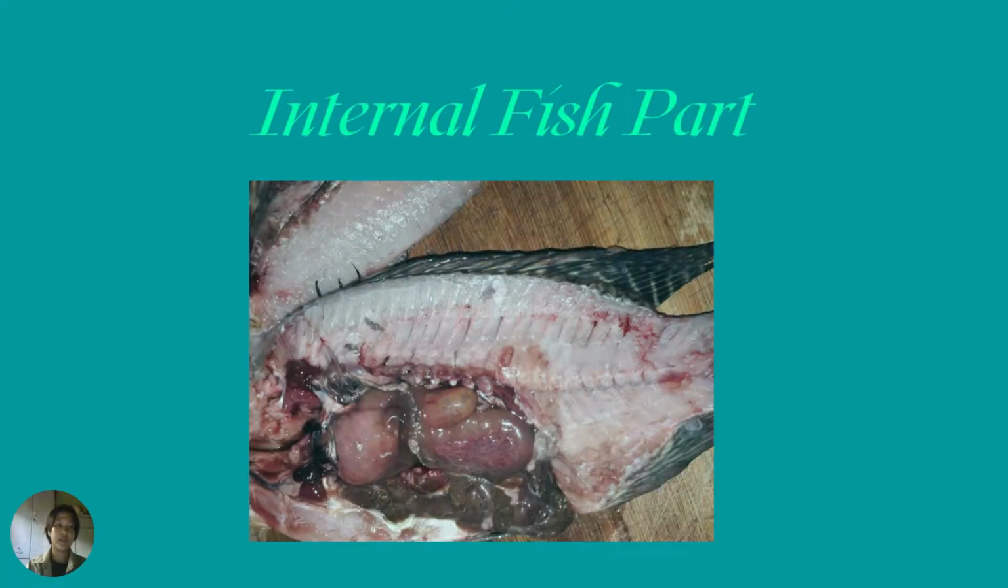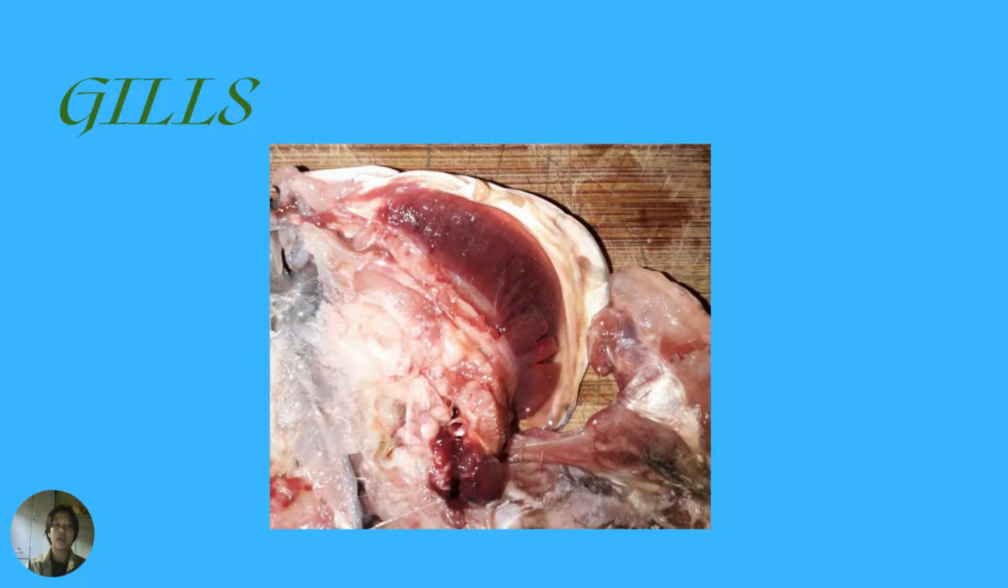Next, we're going to talk about the internal fish parts. First, we have gills. Gills are the body part that helps a fish breathe underwater. In fish and other aquatic creatures, their gills are equivalent to our lungs.